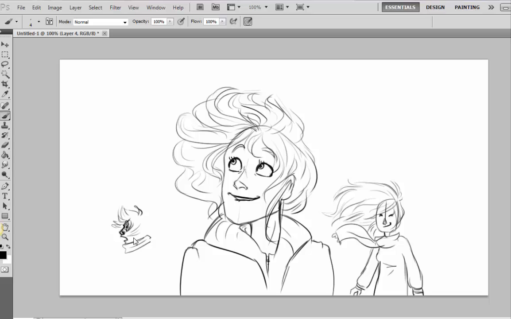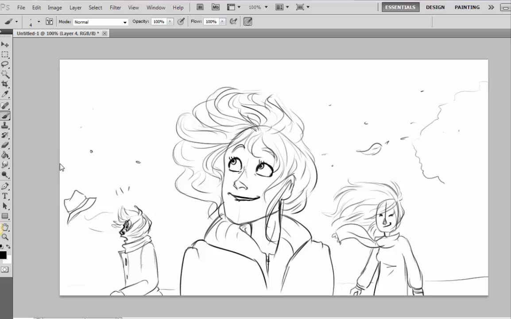Okay, so this is pretty much it, I guess, with some trees and windy day. I'd like to color it, but this will be part of the next tutorial on how to color hair, because it's important to know how to draw it, but you also gotta know how to color it, right?